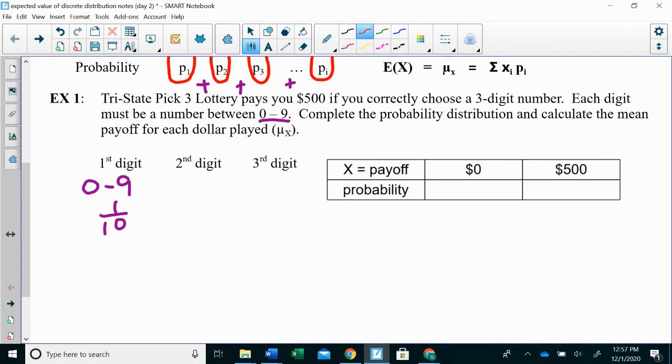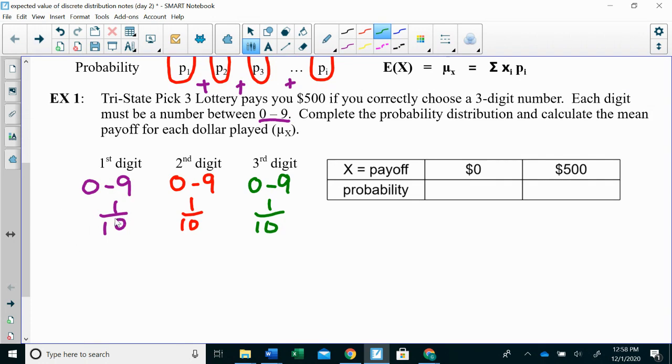The probability that we get the second digit right, again, the second digit must be 0 through 9 because those digits can repeat. So each digit or each event is independent of all the other ones. So the probability of getting the second digit right is once again 1 out of 10. And then lastly, the probability of getting the third digit right. The third digit must be 0 through 9. So the probability of getting the third digit right is 1 out of 10. So instead of making a tree diagram, I'm finding the probability of each individual digit or each individual event.